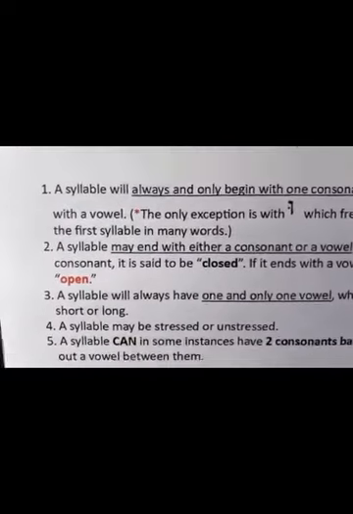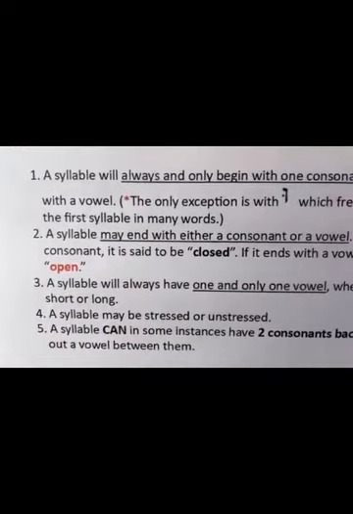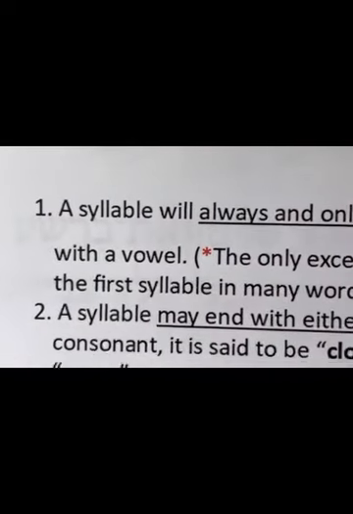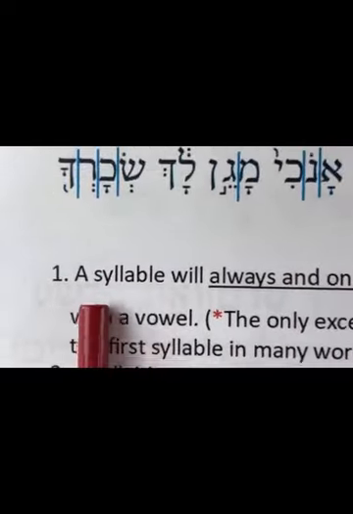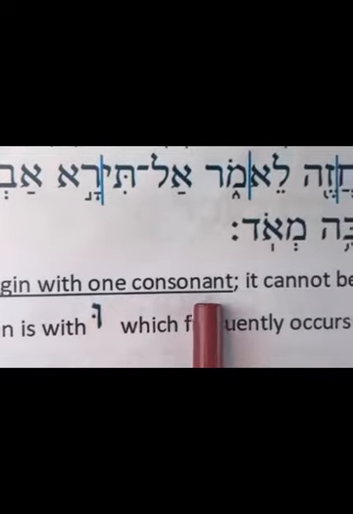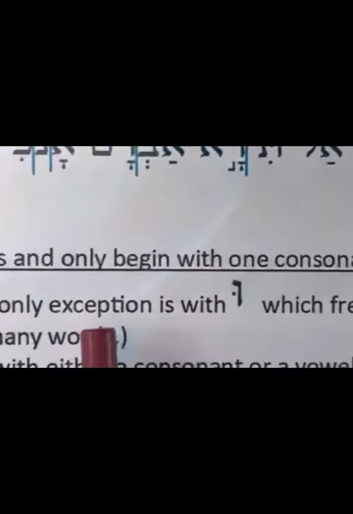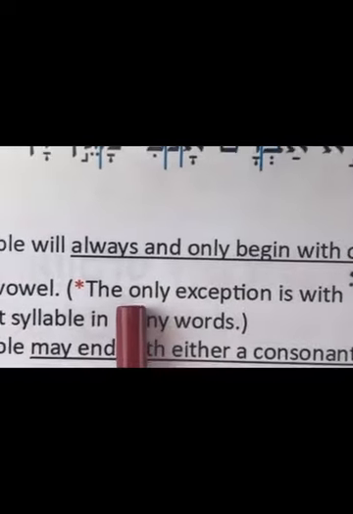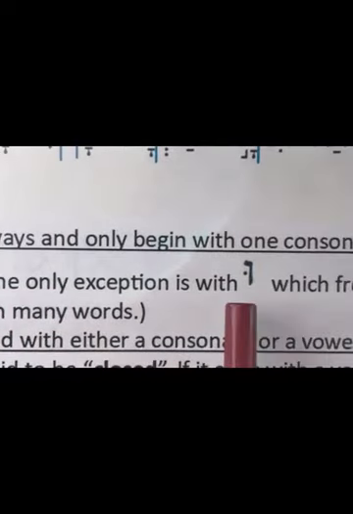All right, let's go ahead and review the 5 laws, or the 5 rules, of the Hebrew syllable, and then we're going to take a look at the example above. Number 1, a syllable will always and only begin with one consonant. It cannot begin with a vowel. There is an exception, and that's with the shurek.